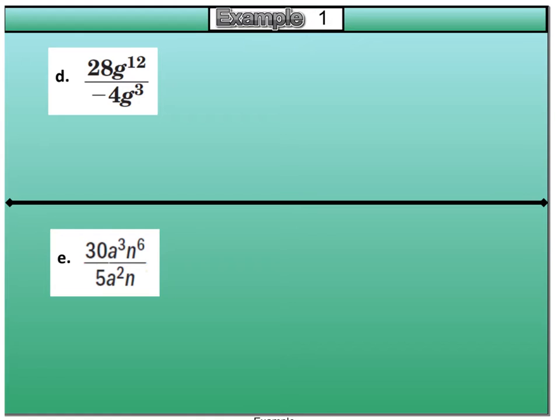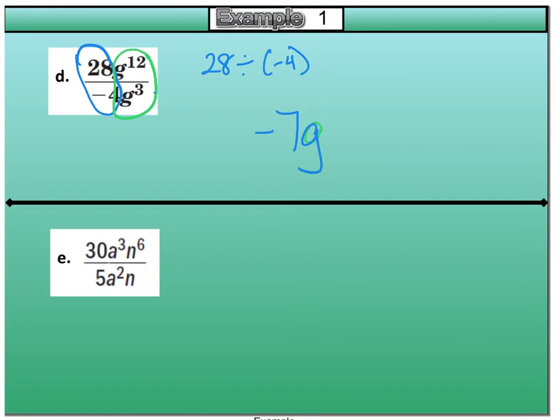So now let's put the coefficients in front of them. So now we're going to look at just the coefficients. So we have 28 divided by -4. That gives us a -7. So that's going to be sitting out in front. Then we have our variable with our exponent. I'm going to use blue again so we can see this. G, 12 minus 3 is 9.